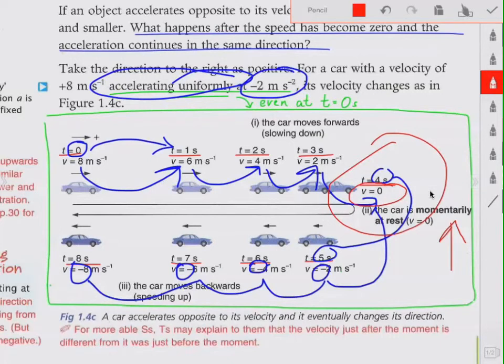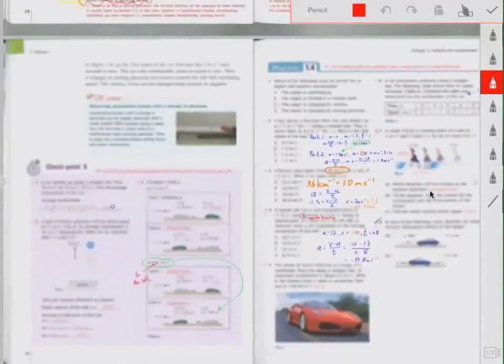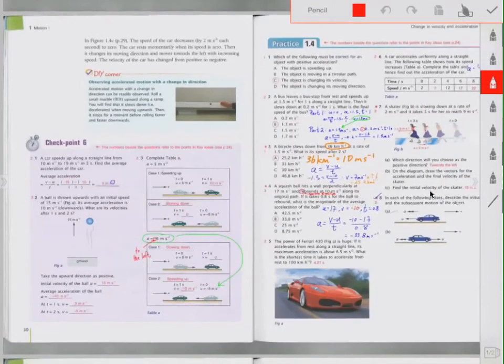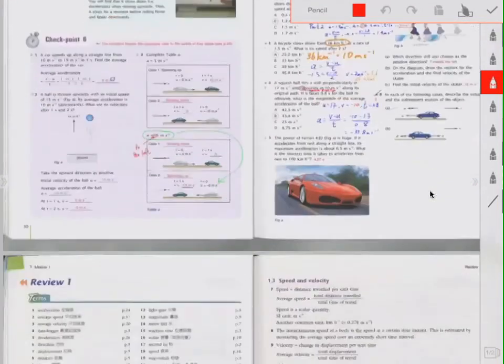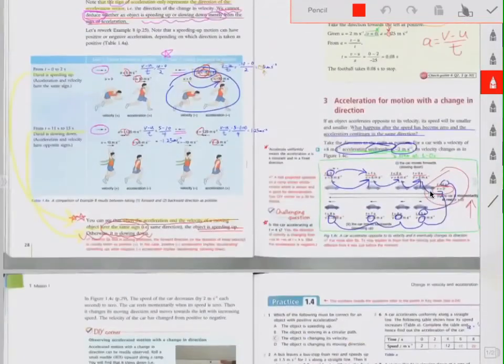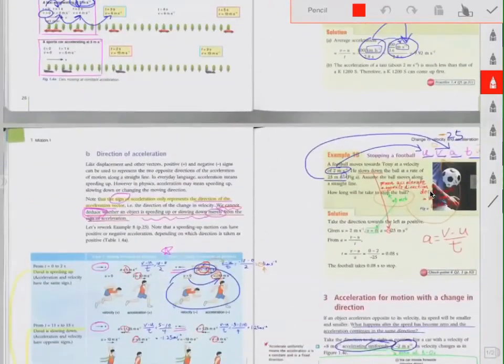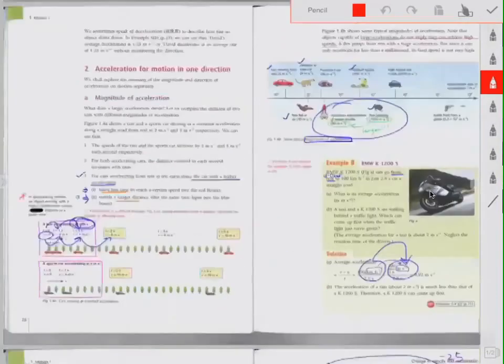But is this car undergoing acceleration at t equal to 4 seconds? You can find a hint on the next page. Then it's time for you to finish page 13, and if time allows, finish page 31. We will have an assignment on the lesson tomorrow.